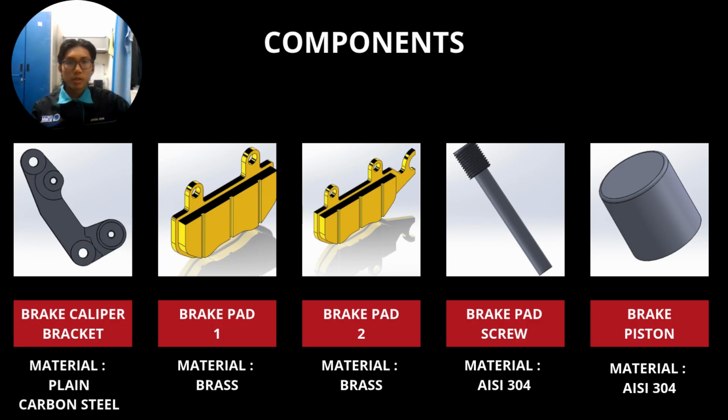And next is the brake pad screw. It uses IC304 as a material, and as the name suggests, its function is to hold the brake pad in place. And next is the brake piston. This is actually the most important part of the caliper, because if this piston is jammed, the whole system will fail. And it uses IC304 as the material.